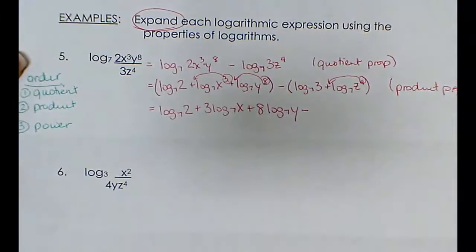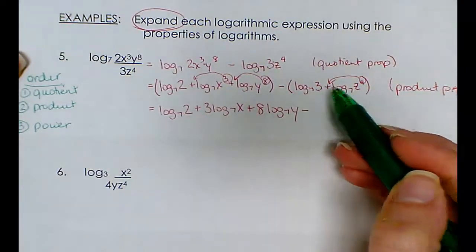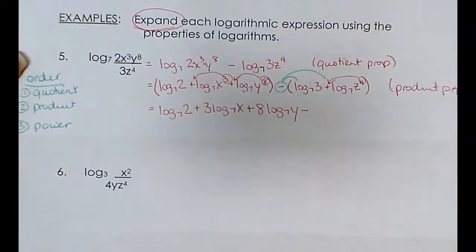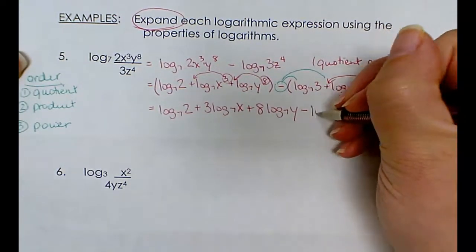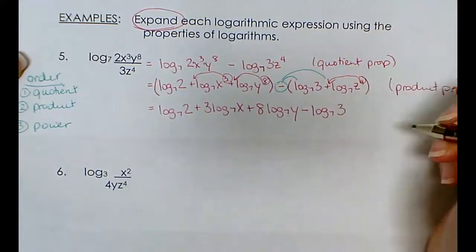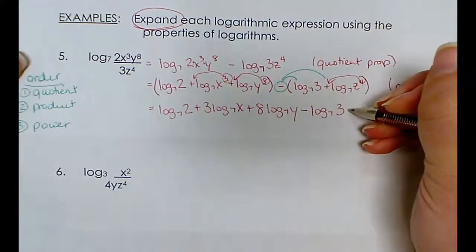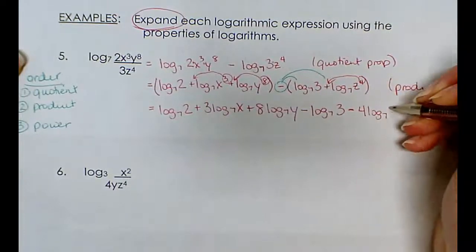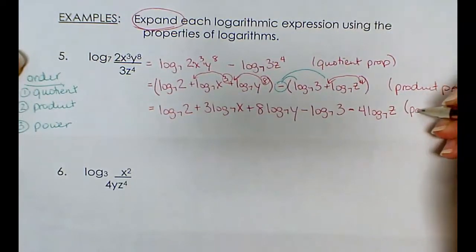minus, and keep in mind here that I'm subtracting this set of terms, so I need to subtract this term and this term. I need to distribute that minus sign. So I'm going to subtract log base 7 of 3, and then I'm also going to subtract, the 4 comes out in front, 4 log base 7 of z. And this is the power property.